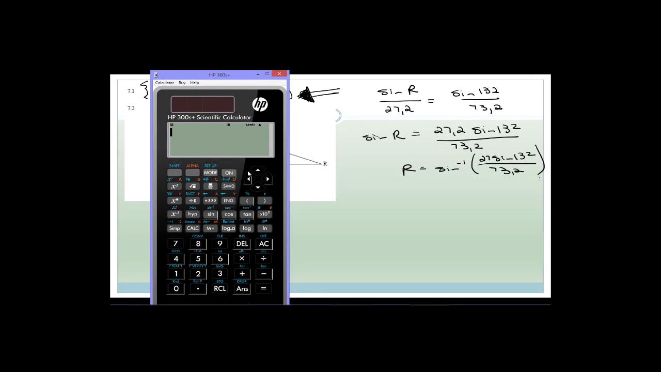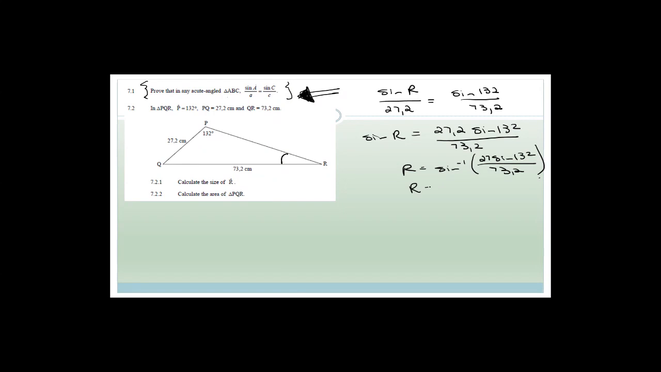So we're going to clear and we're going to go shift sine of bracket 27.2 sine 132 close bracket all over 73.2 and then go all the way to the other side, bracket, equals 15.91. You'll notice all the other sides are to one decimal, so I'm going to make it 15.9. So therefore, r equals 15.9. Oh no, we're working out the angle, sorry. This angle is 15.9 degrees, and I'm actually going to round up to 16 degrees.